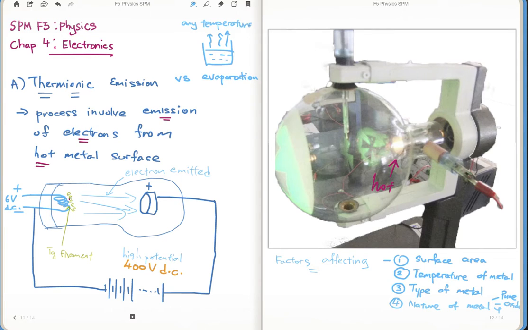Whereas thermionic emission occurs at a specific temperature. You need to heat up the surface of the metal to a certain temperature. Only then will electrons start to be released, emitted from the surface. Okay, the prominent factor is evaporation, which happens at any temperature, but not thermionic emission.